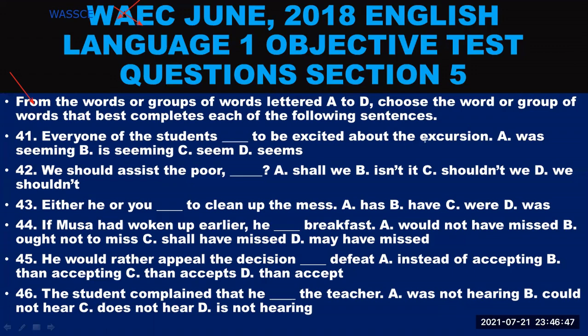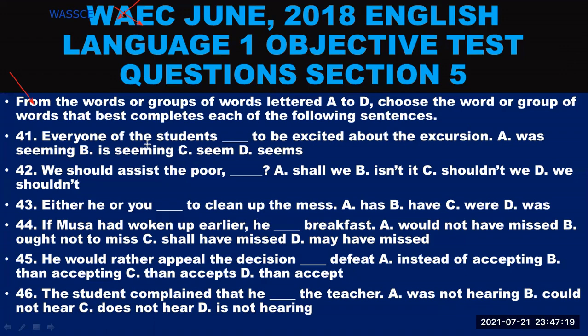There's nothing here that shows that this is referring to a past action. So we are looking forward to finding a verb in the simple present. Then option B, seeming, is not correct. We cannot say every of the students seeming to be excited. It doesn't make sense. So was seeming is incorrect.